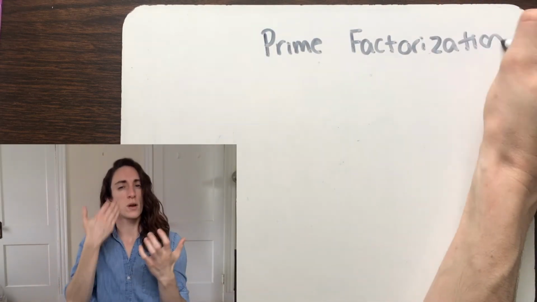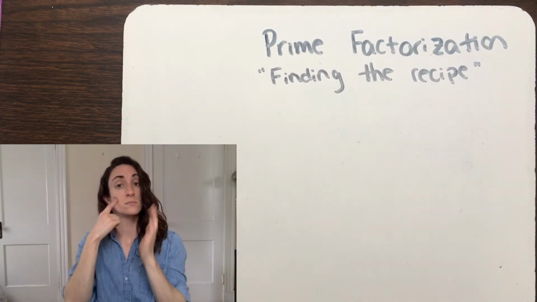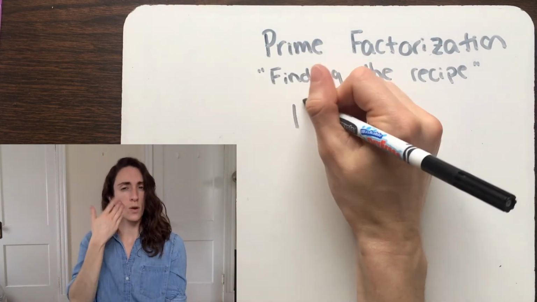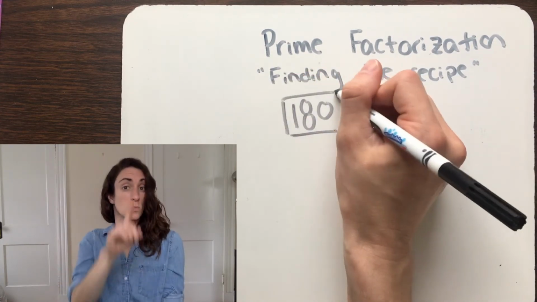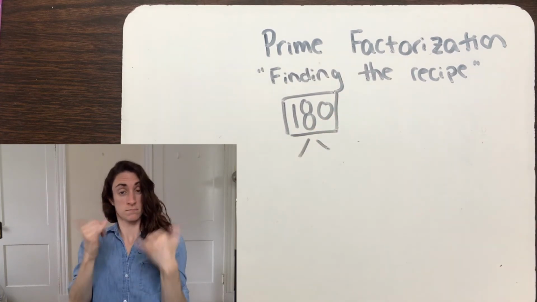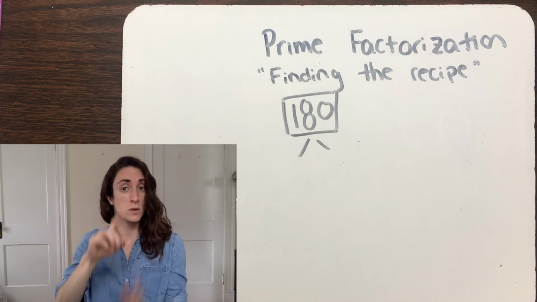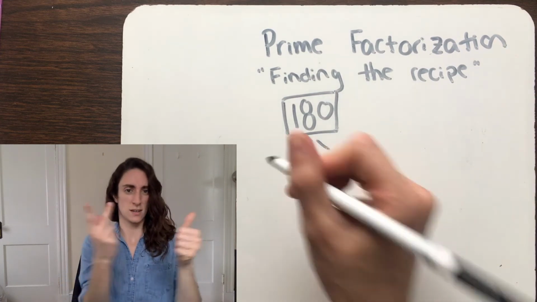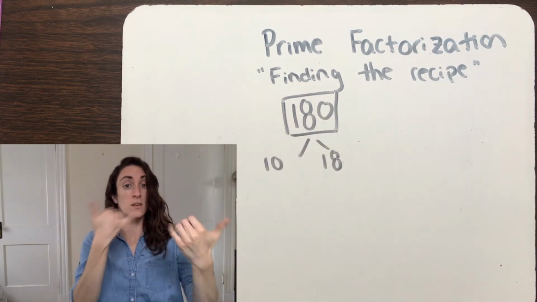Suppose I have a specific number in mind and I want to know what's the recipe, or prime factorization, for that number. Take 180 as an example. If I want to know what prime numbers go into making 180, I can find out by starting to divide 180 by any of its factors. They don't have to be prime factors. So for example, I could start with 10 and 18, since 10 times 18 equals 180. Then I just continue that process.